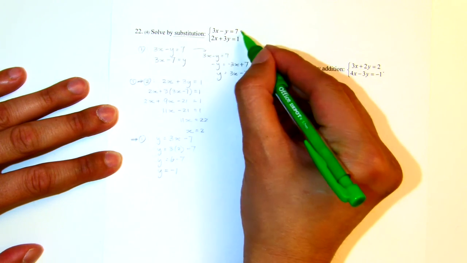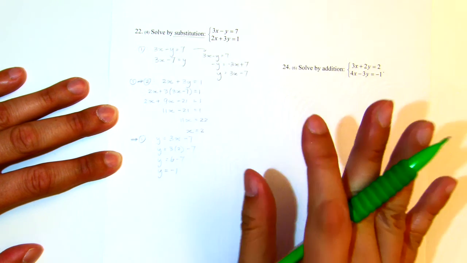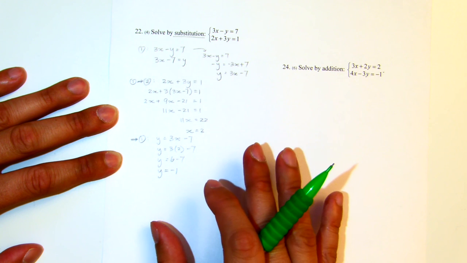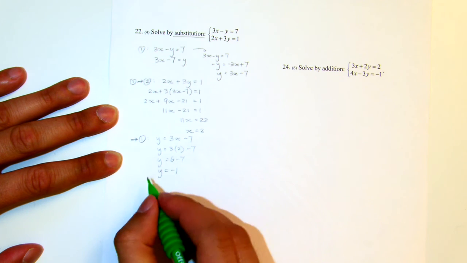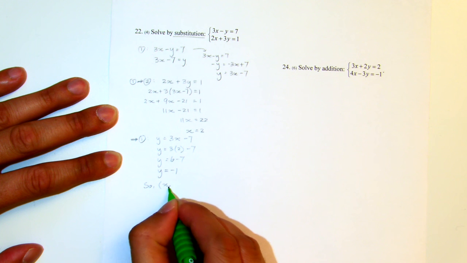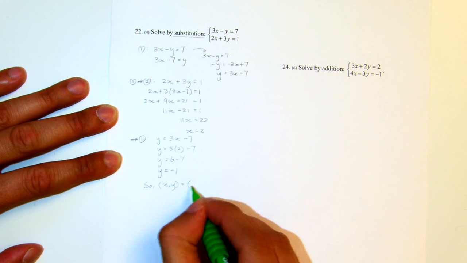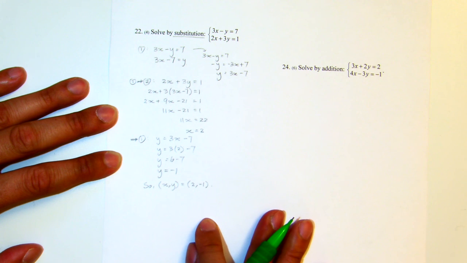This is one line. If you graph this, this will give you a line, this will give you another line. The intersection of two lines is a coordinate. So you should not stop here once you have x and y. Instead, you need to go further and write the solution as a coordinate. x comma y equals 2 comma negative 1. This is where you stop. Okay.